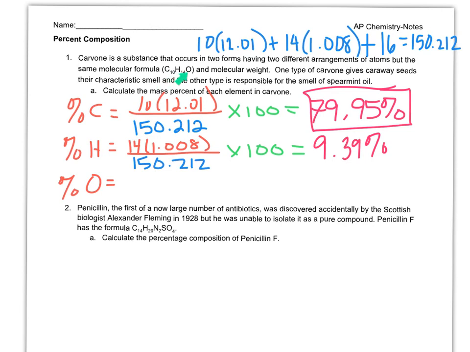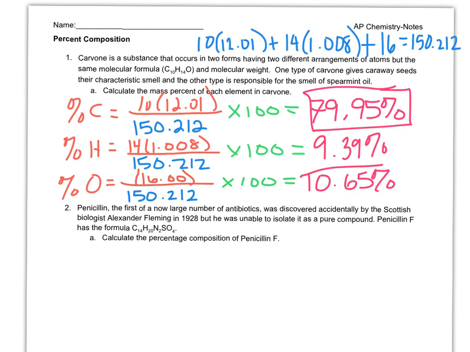I'm going to do it one more time, but this time for oxygen. Again, looking inside of the compound to see how many oxygens there are. There's only one oxygen, so one oxygen mass is 16 over the whole, which is the molar mass, 150.212, times 100. Pause the video so you can calculate it yourself, but I get 10.65% oxygen. That's hydrogen, and that's carbon. Now I want you to do number 2 on your own, so stop the video now so that you can calculate it.